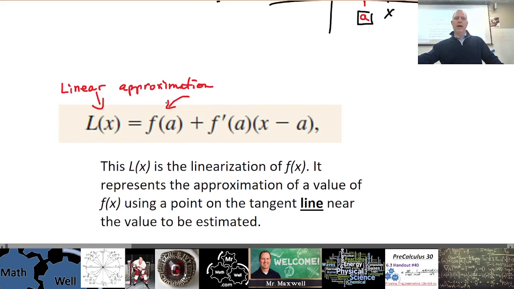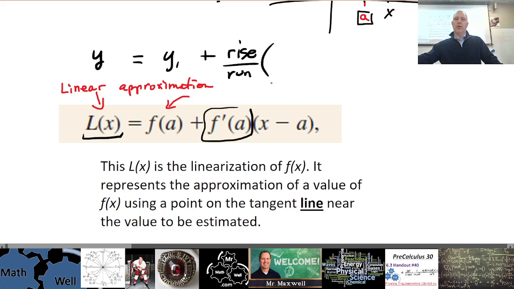okay, we have the approximation, and this was the y value before, right? We have a value on the curve. Okay, so that's going to be our first y value, f of a, that's on the curve. We're going to add the slope, so that's the rise over run. That's this part right here. And we're going to multiply that by x minus a. Now that is the difference in the x values. Notice that that is the run.